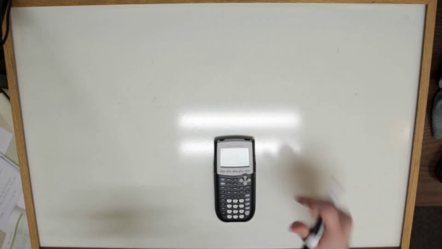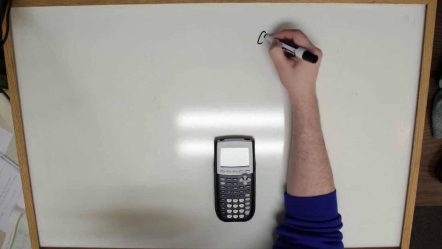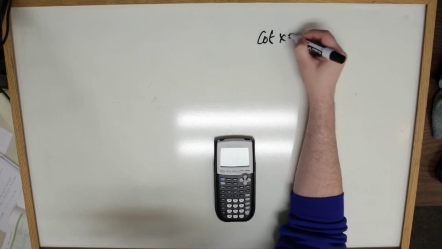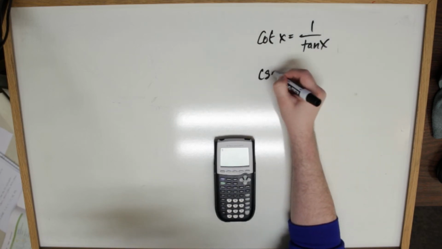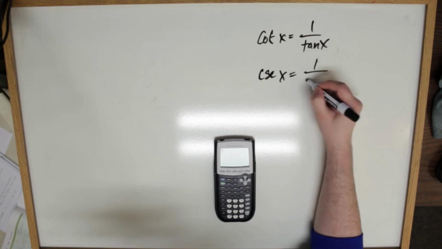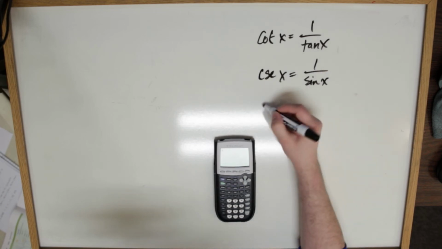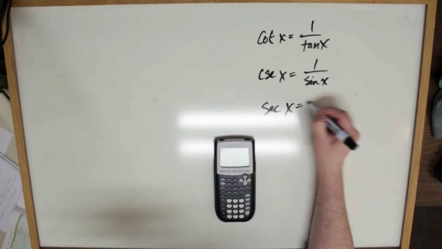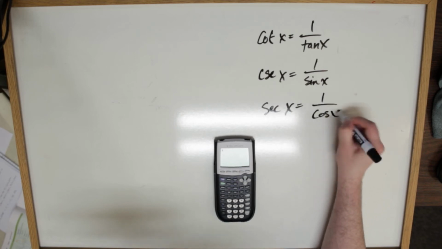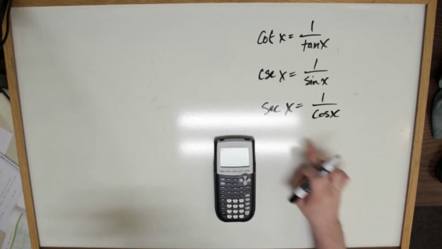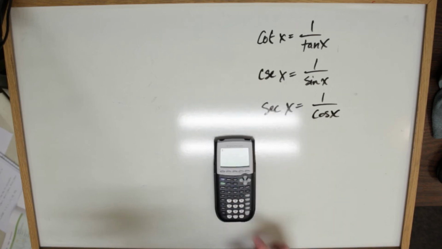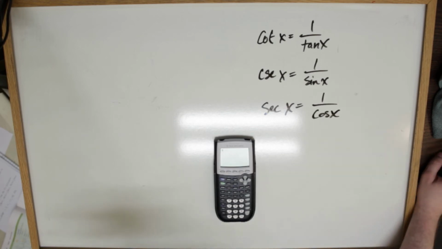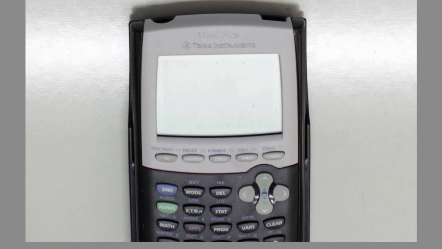So the thing that we need to remember is that cotangent of x is the same thing as 1 over tangent of x. Okay? Cosecant of x is the same as 1 over sine of x. And secant of x is equal to 1 over cosine of x. So this right here is kind of the cheat sheet for entering these into your device. So I'm going to go ahead and show you how to graph some of these on a TI-84.